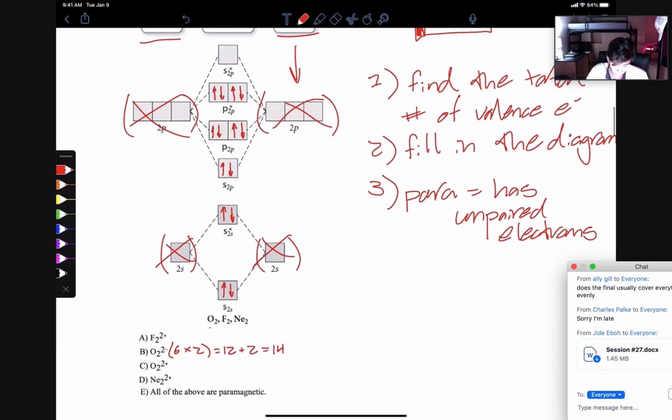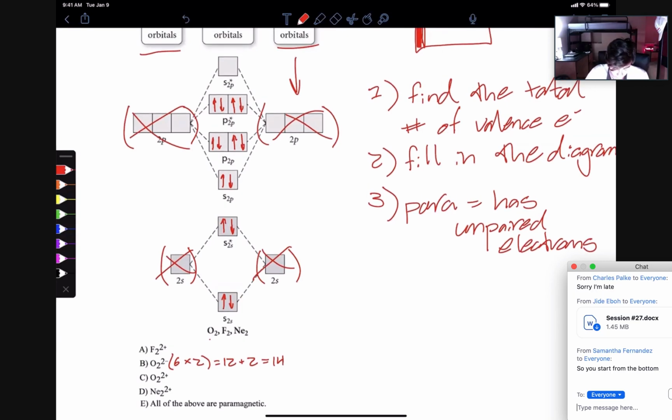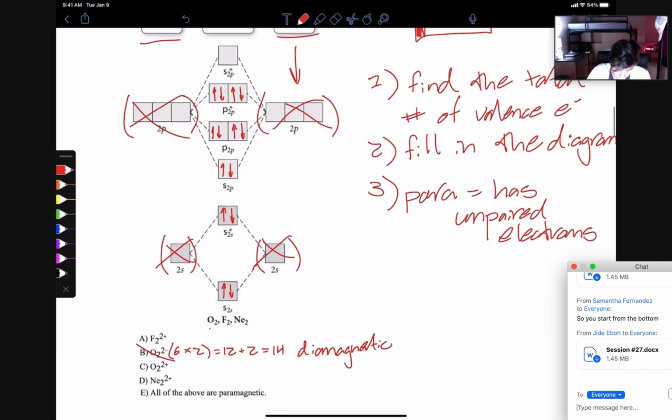In this diagram, you just work your way up as the levels increase. In this case, all of these electrons are going to be paired. So O2 2- is diamagnetic. Okay, so that's not an answer.